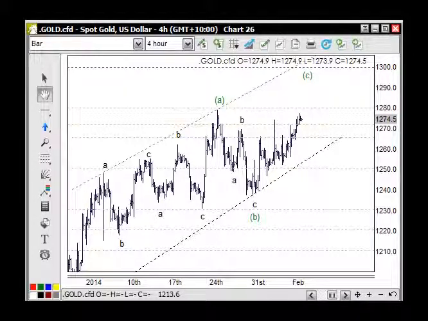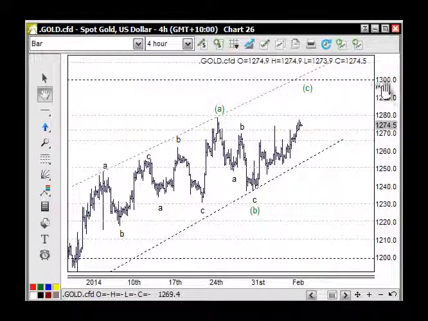Welcome, and looking at gold on the 4-hour chart here. Because we've got this particular pattern here, this ABC here, we're looking for new highs above this wave A here. And of course, we would be looking at the 1300 here as the closest largest number.